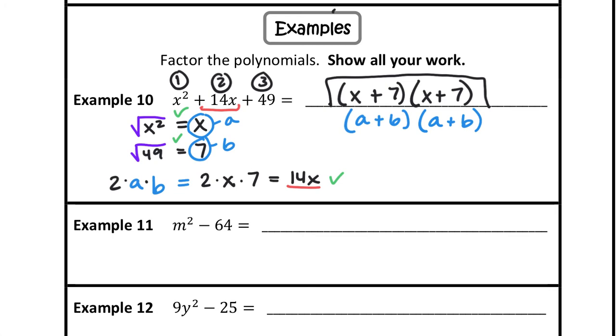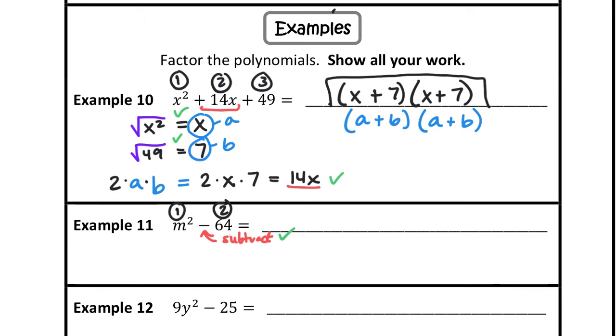Okay, so let's look at example 11. I have m squared. So I have 2 terms, 1, 2. There is subtraction. Oh, the writing tool's not working. Okay, there's subtraction. Yes, check mark.